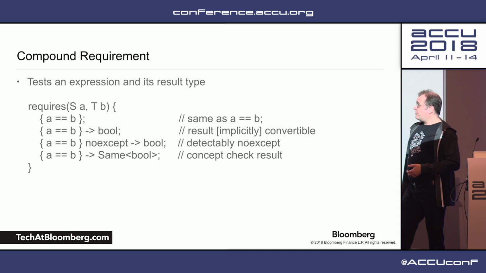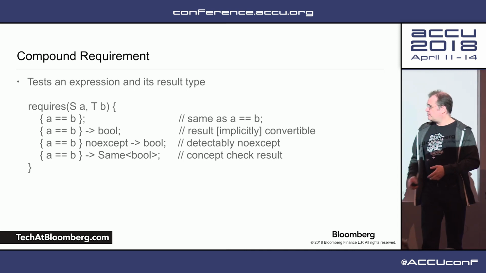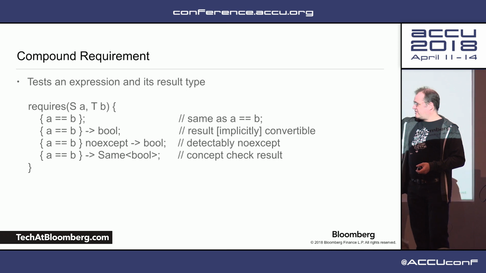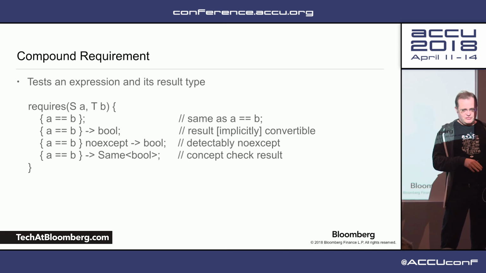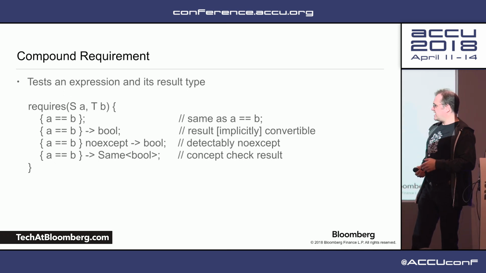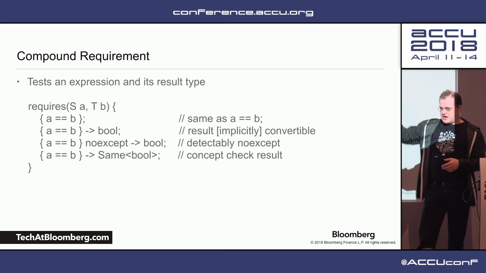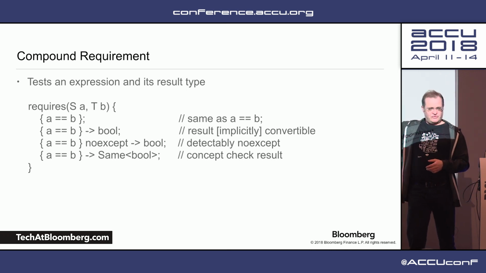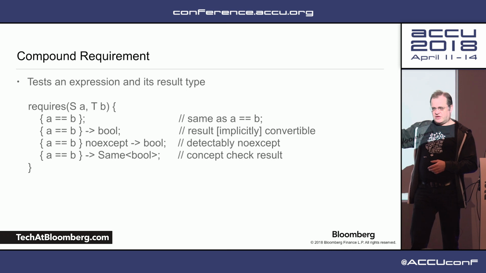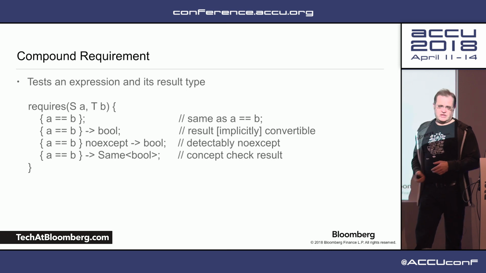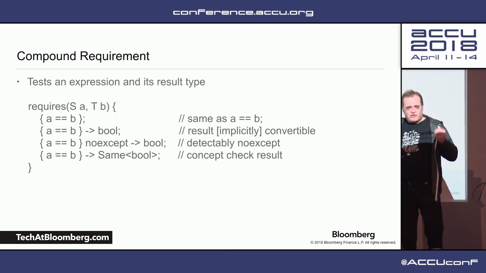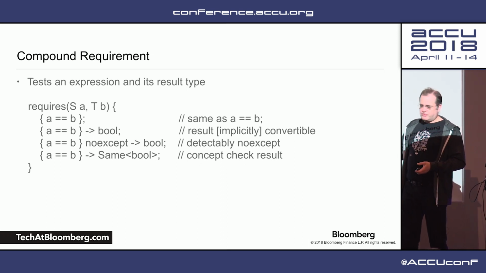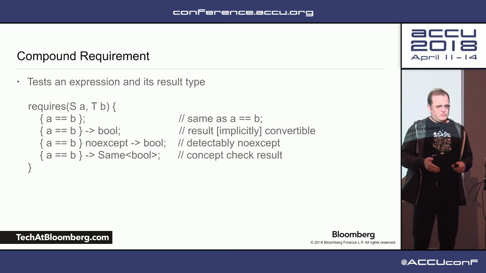Way more interesting are the compound requirements. The simplest compound requirement is actually very much like a simple requirement. You just write things in curlies, and it has exactly the same semantics as the simple requirement without the curlies. Okay. You can also write an arrow and then say, okay, the result of this expression is something which is implicitly convertible to the type. So if A equals B returns a pointer, for example, that's perfectly fine. It doesn't have to be the same type as bool because pointers convert to bool.